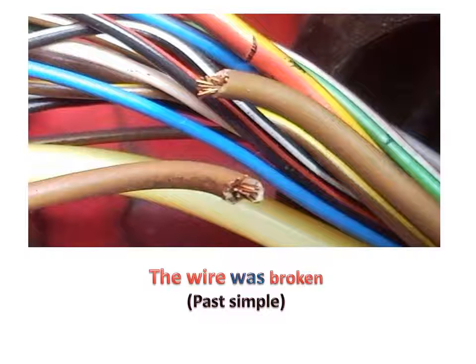To form a passive sentence in the past simple, we will start with the object, then was or were, and after that the past participle of the verb. Object, was or were, and then the past participle of the verb.